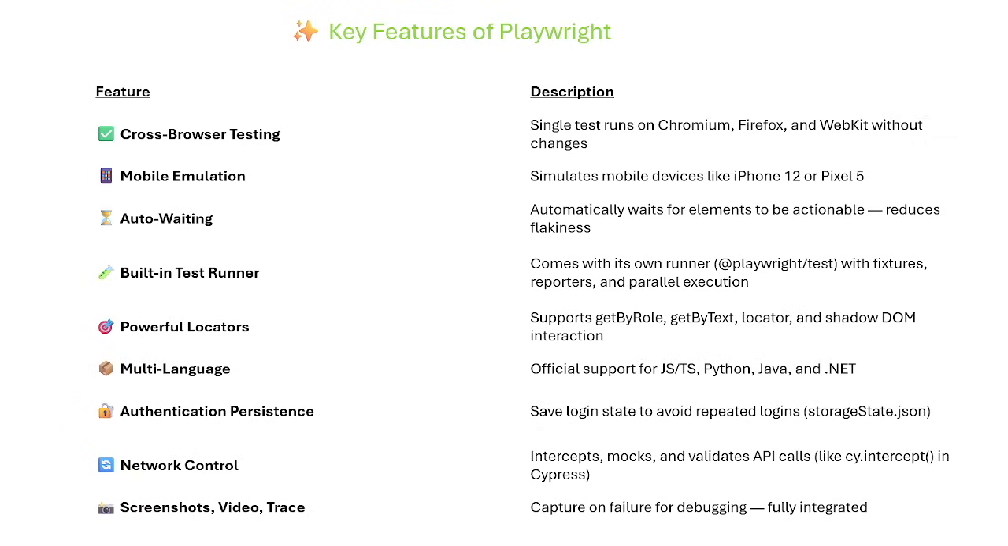In the features of Playwright: cross-browser testing, where a single test runs on Chrome, Firefox, and WebKit without change. Mobile emulation, simulating mobile devices like iPhone 12 or Pixel 5. Auto-waiting, which automatically waits for elements to be actionable and reduces flakiness. Built-in test runner, which comes with its own runner.